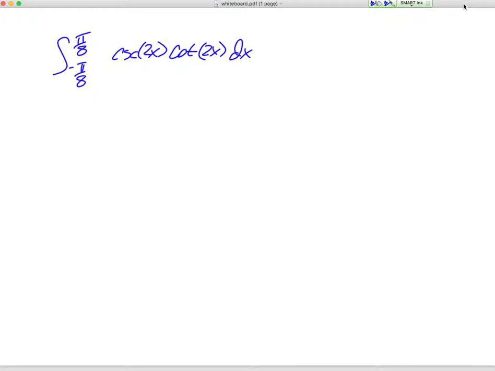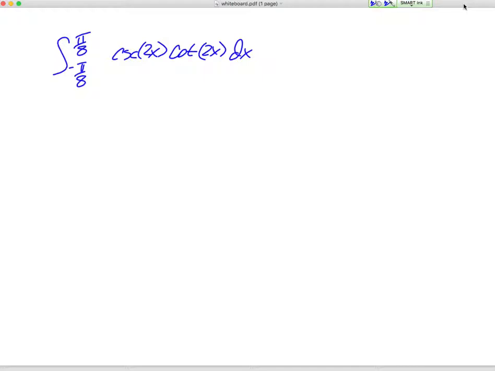So I want to integrate from negative pi over 8 to pi over 8, cosecant of 2x times cotangent of 2x dx. Can you change cosecant cotangent to something different? Or no. I mean, you can try that, but that's not the route in this case. Nothing has an exponent. Can you pick and choose what's inside?